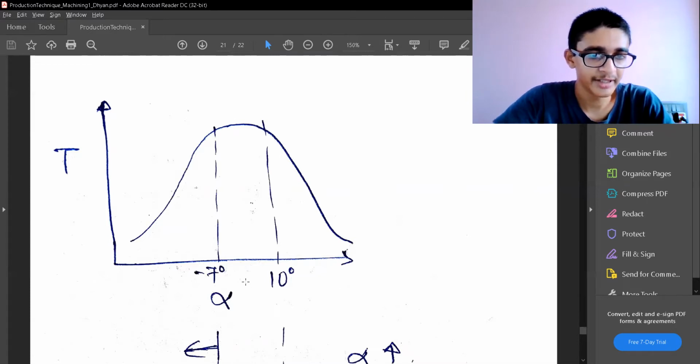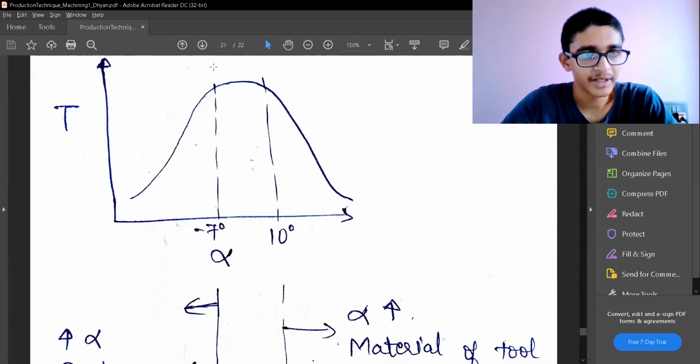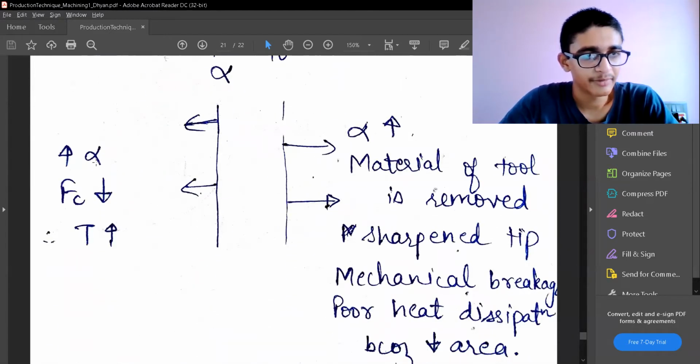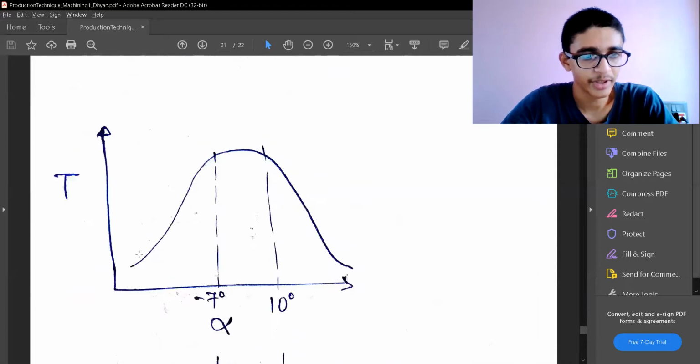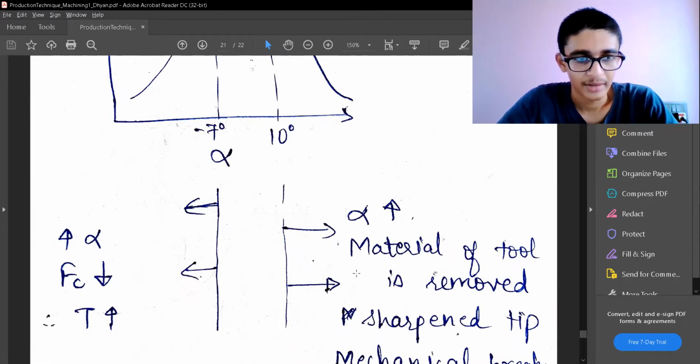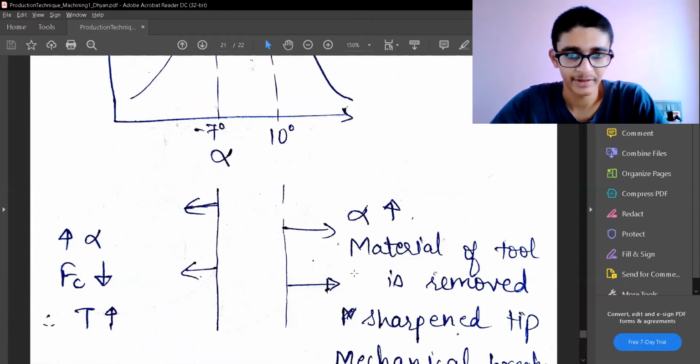And even if we increase it on the negative side, that is negative back rake surface angle, then also the tool life is going to decrease. So we want to work in this given angle only. So my tool should have this angle to have the maximum tool life. So increase in alpha value on the negative side will decrease the force and increase the tool life. When we move from here to here, that is, we increase the value of alpha, the cutting force will decrease and tool life will increase. Force decrease means my energies are less, forces are less, that means my tool life will be higher.